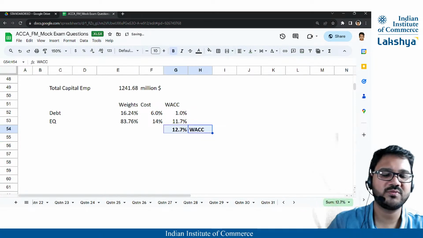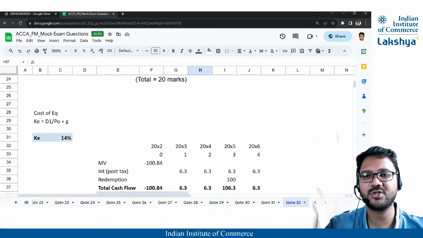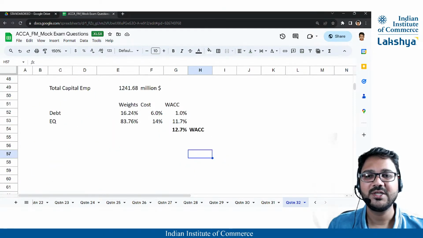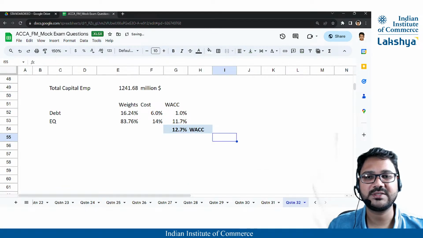Okay, so yeah, we took a little more time, but we solved the entire question. So 12.7% is the WACC. Ignore the formatting, didn't have time to format it, just quickly did it. So 12.7% is our WACC. Let's highlight this, and that's that.